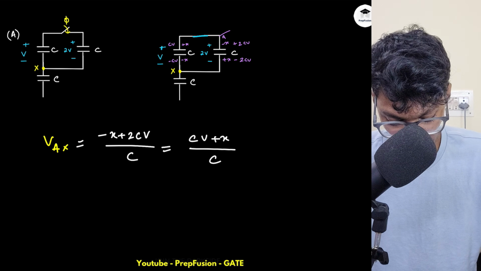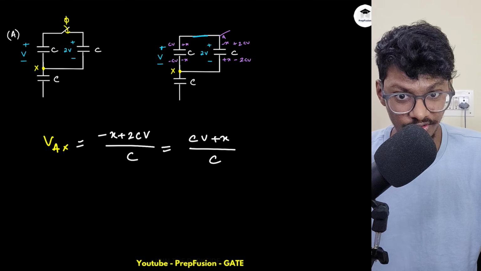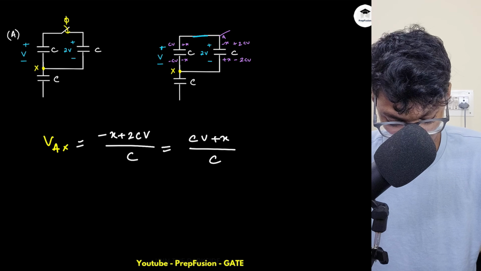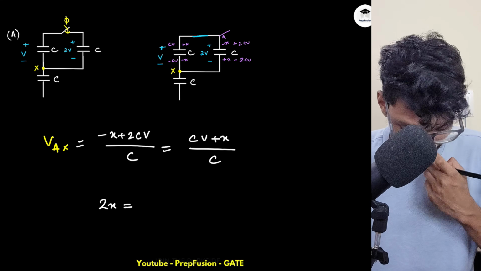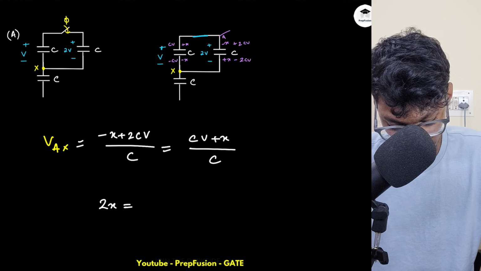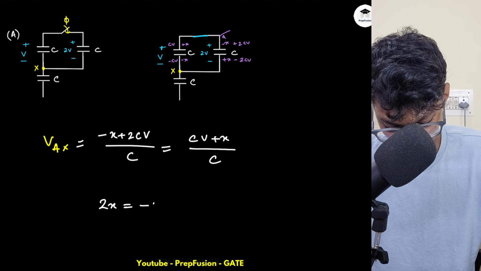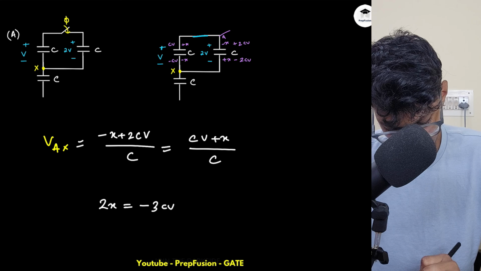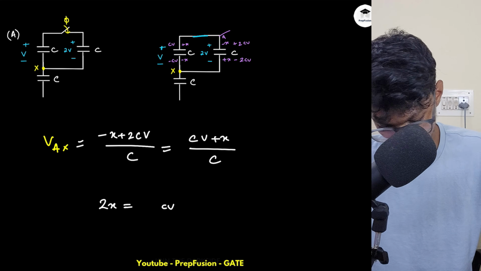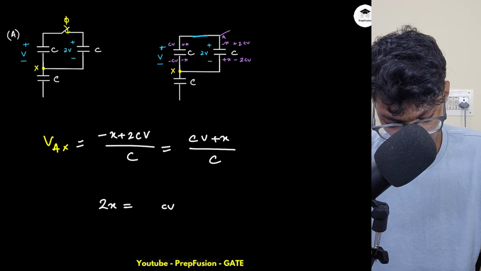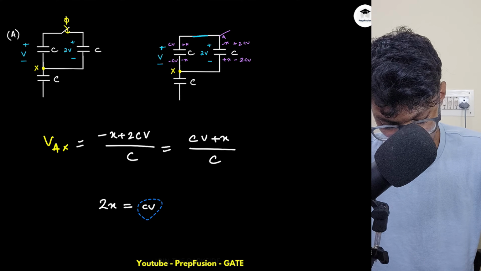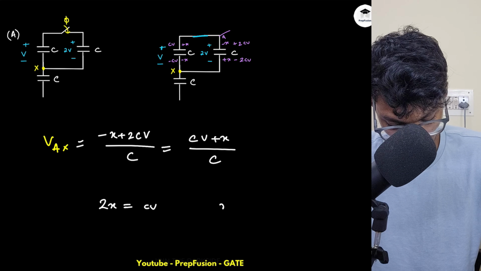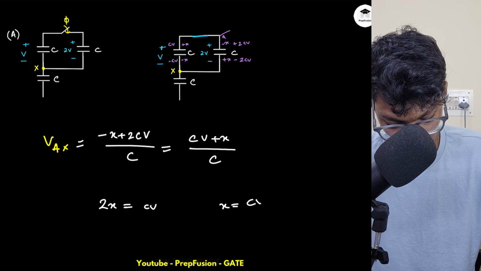So what will be X? Here, this is not that X, okay? Not that X. So this will be 2X. If you know, you know. So this will be 2X and this will be minus 3CV. Am I correct here? No, not minus 3CV, sorry for that. This will be plus CV, yeah, plus CV. So my X will be CV by 2. X will be equal to CV by 2.